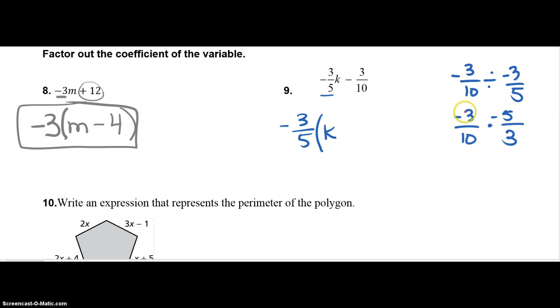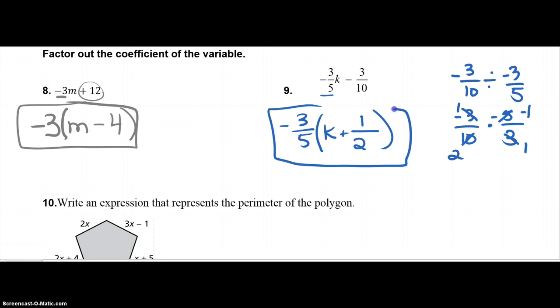So now I'm going to look, and I'm actually going to be able to do some cross canceling. This 10 becomes a 2, this negative 5 becomes a negative 1. And so we have a negative 1 times a negative 1, which is a positive 1, and a 2 times 1, which is 2, and this is positive. So we're left with negative 3/5 on the outside of our parentheses and k plus 1/2 on the inside of our parentheses.